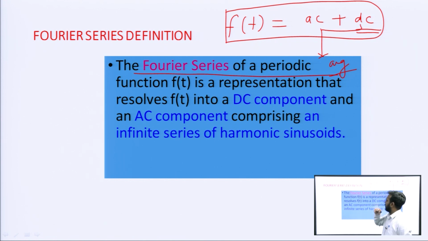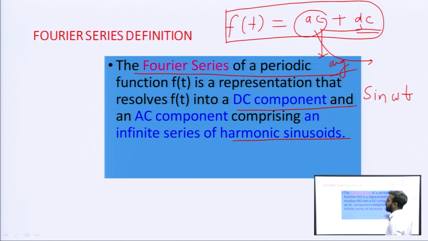So, any signal or function we can represent as the summation of DC plus AC. This AC will consist of sinusoidal signals of different frequencies, sine or cosine. That is, a summation of the DC component and the AC component comprising an infinite series of harmonic sinusoids. What do we mean by harmonic sinusoids? Suppose sin ωt is the fundamental; then sin 2ωt, sin 3ωt, or sin nωt, all these are called the harmonics of the sinusoidal signal.